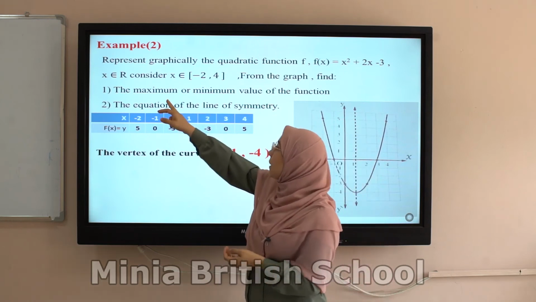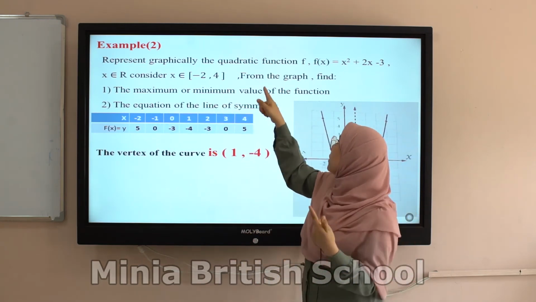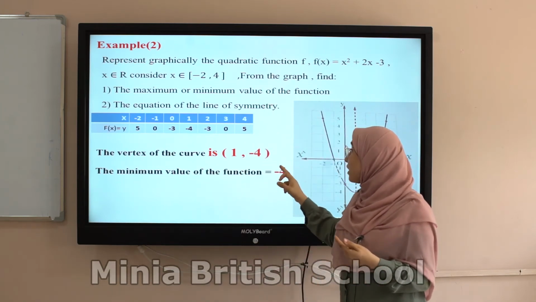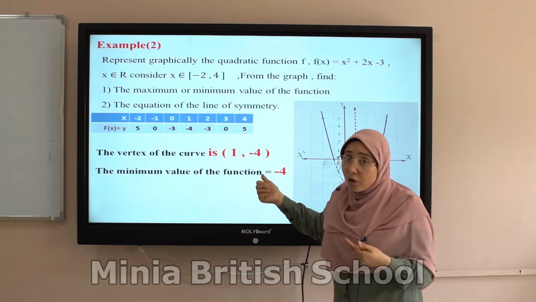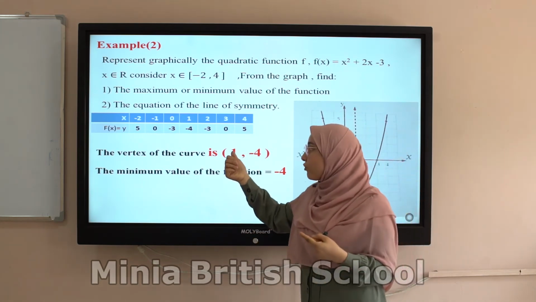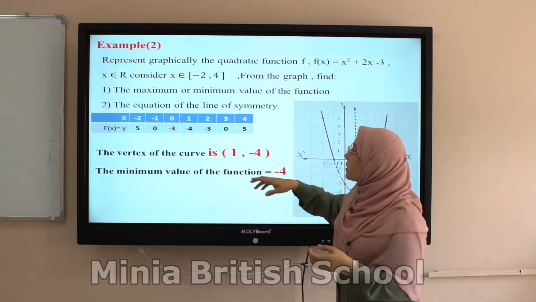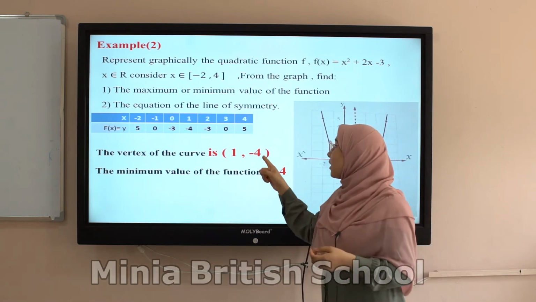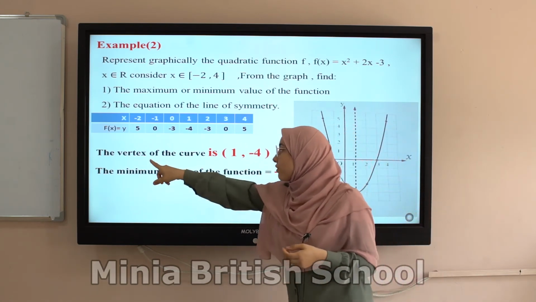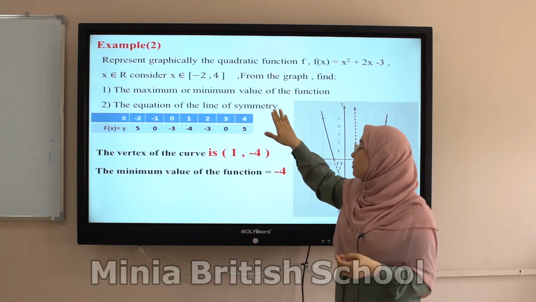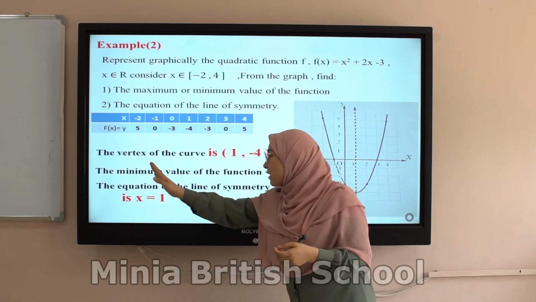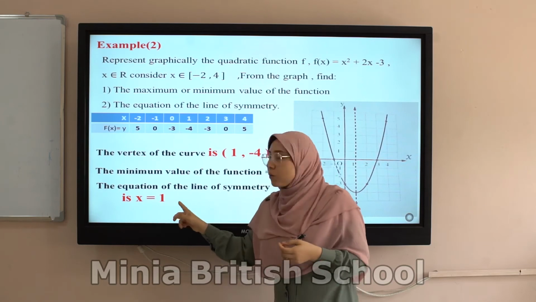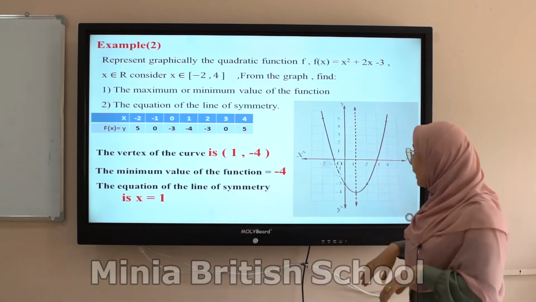Now, maximum or minimum: I said minimum value of the function. So the minimum value of the function equals -4, the value of the y coordinate at the vertex of the curve. And the equation of the line of symmetry equals what? It equals the value of the x coordinate at the vertex of the curve. So the equation of the line of symmetry is x equals 1, okay?